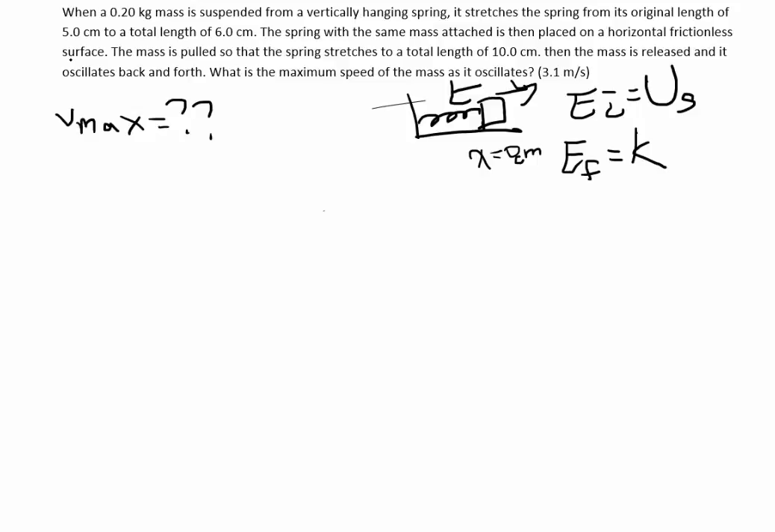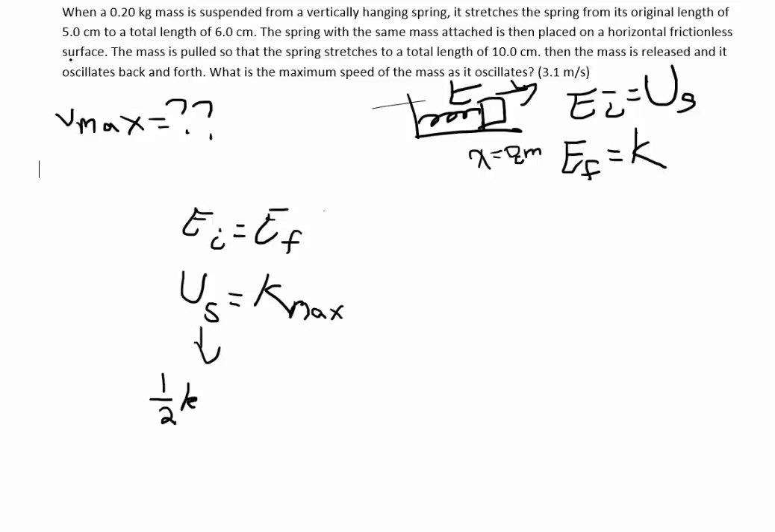So hopefully this gets you the idea that we know the conservation of energy: energy before equals energy after. So that would mean that the potential energy of the spring is equal to the kinetic energy of the block, and this is the max kinetic energy. And so we could probably guess that the max speed is going to pop out.